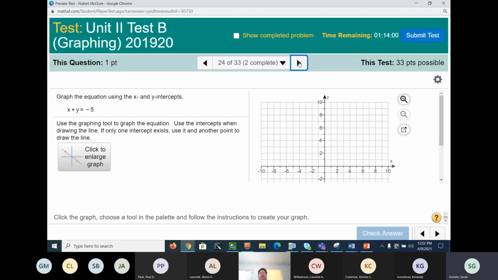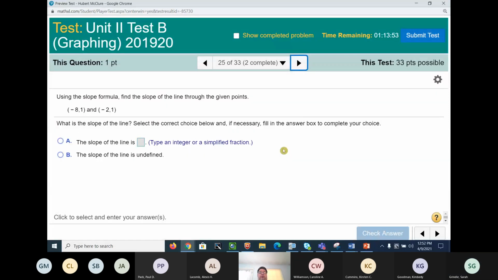Graph using, that's method 2. There's the problem we left off with. One like it. So go ahead and write that one down. This one, they just want the slope. Slope, this is your second to the last page.